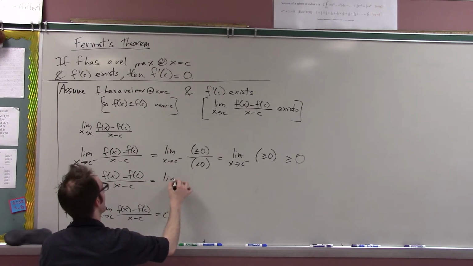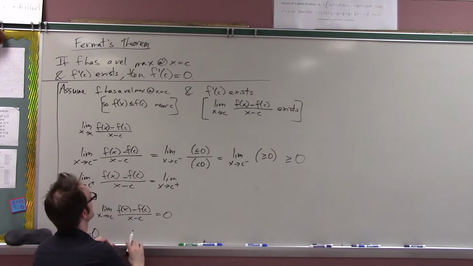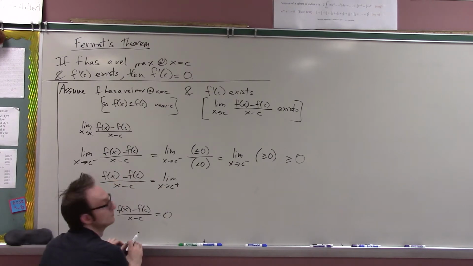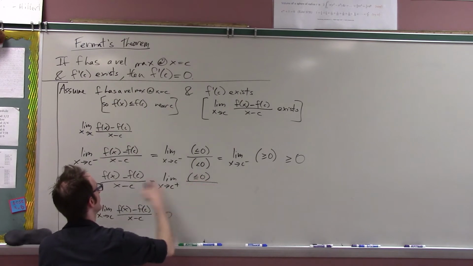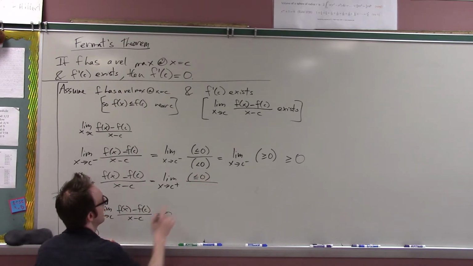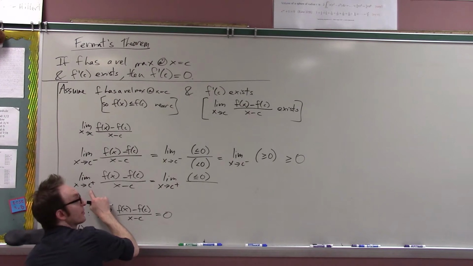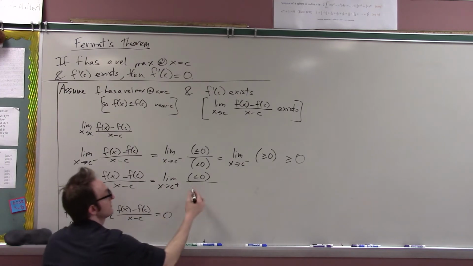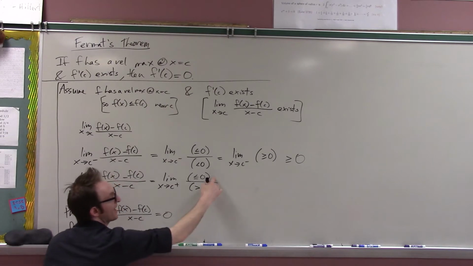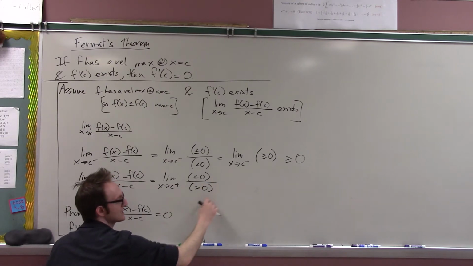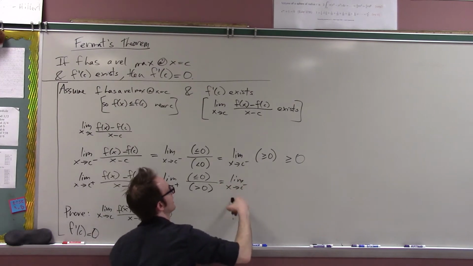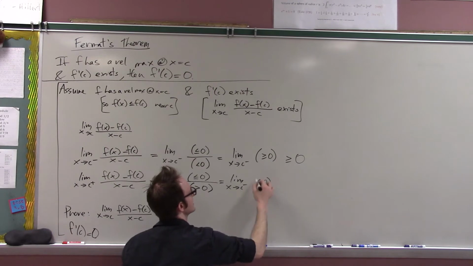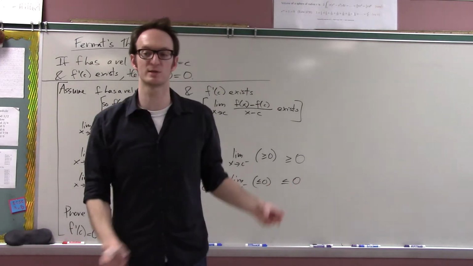On the other hand, what's the limit as x approaches c from the right? Well, what can I say about the numerator now? It's still less than or equal to 0, because f of c is a relative max. But the bottom is going to be positive, since we're approaching c from the right. So what happens when you divide a number less than or equal to 0 by a positive number? We're taking the limit of something which is less than or equal to 0, and so that limit must be less than or equal to 0.